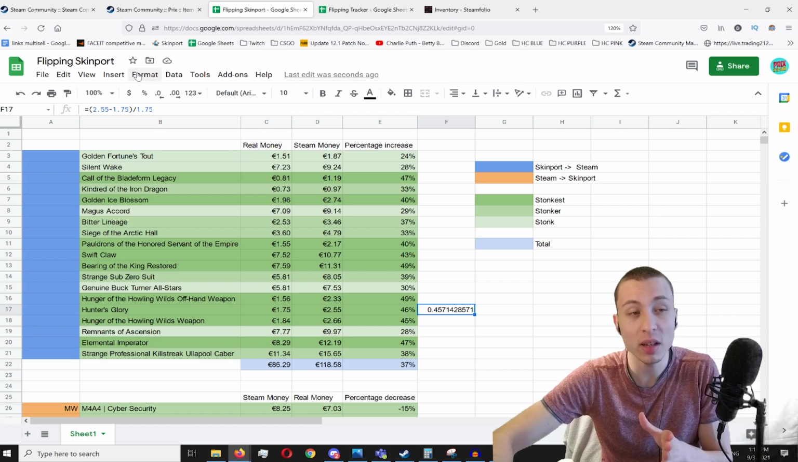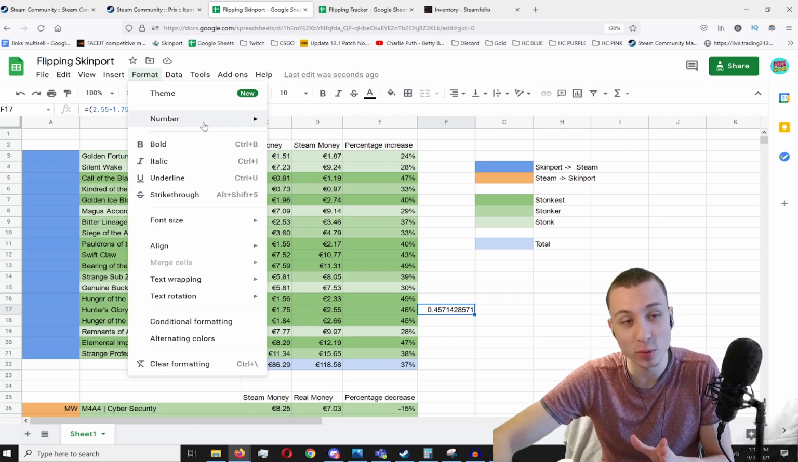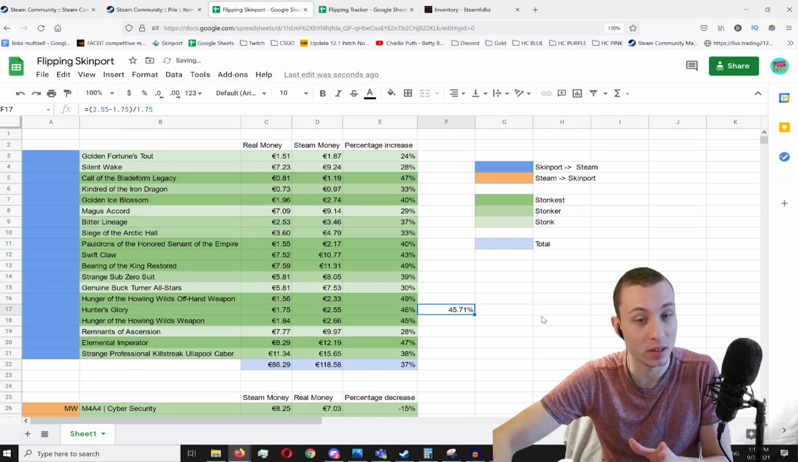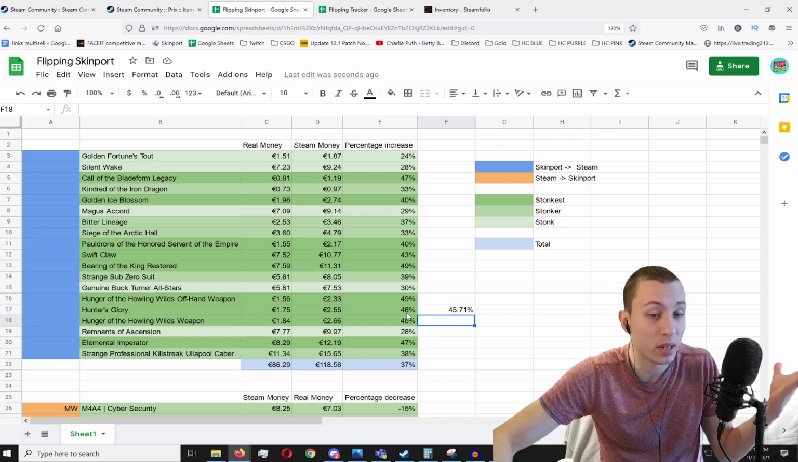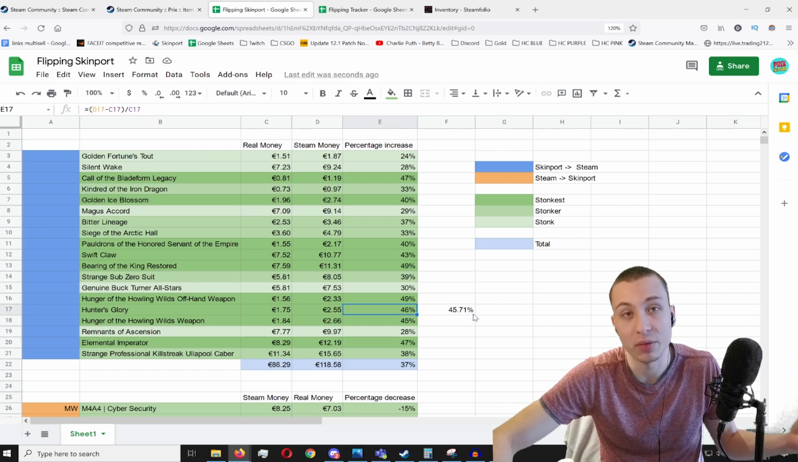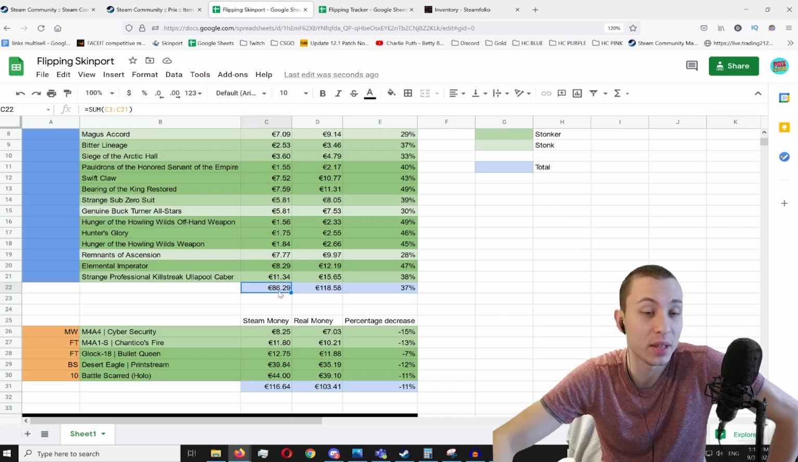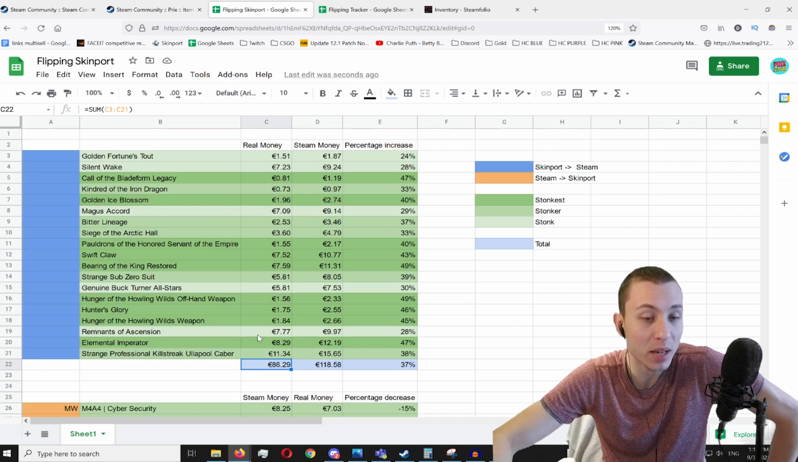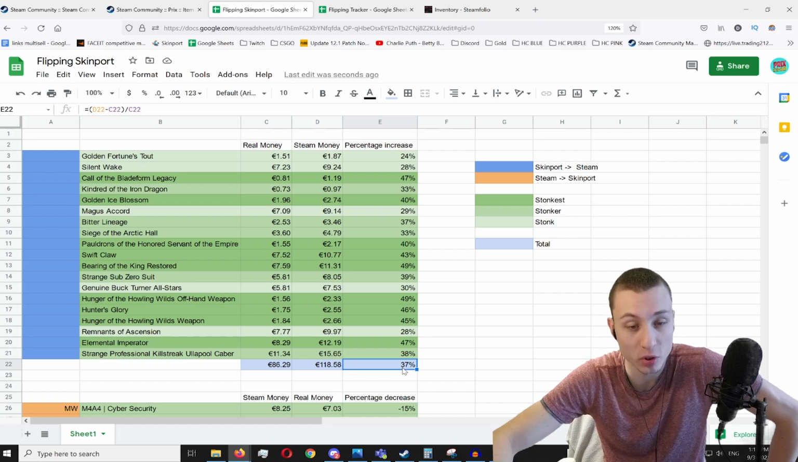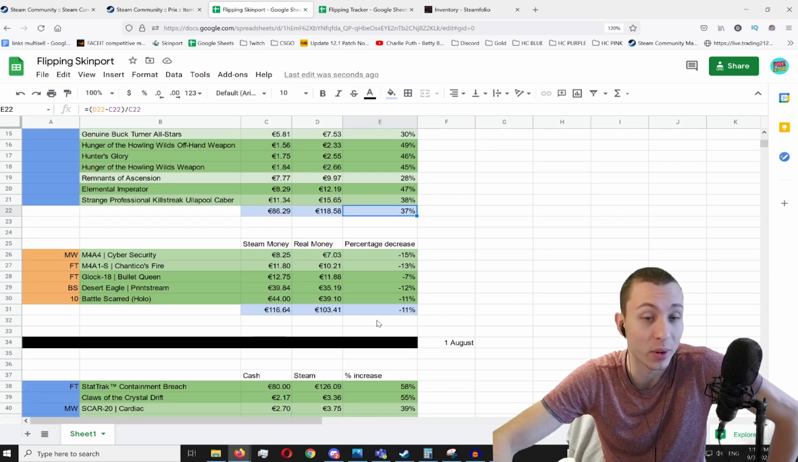You have to click on the thing, go to format, go to number and click on percentage, and it's just going to format it into the closest percentage. For myself, I rounded up to 46%, but you don't have to do that. And at the end, we have the total amount spent in real money, the total amount received on Steam, and we have an average percentage growth, which for the first batch was 37%. It's not that great, I would say.